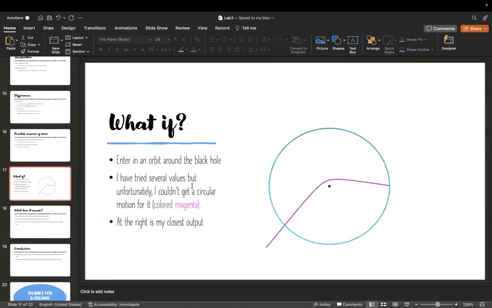What if we want the spaceship to enter an orbit around the black hole? I have tried several values, but unfortunately I couldn't get a circular motion for it. It is represented by magenta, this color here. This is my closest output. I tried to make it as circular as possible, but unfortunately I didn't find the specific values.